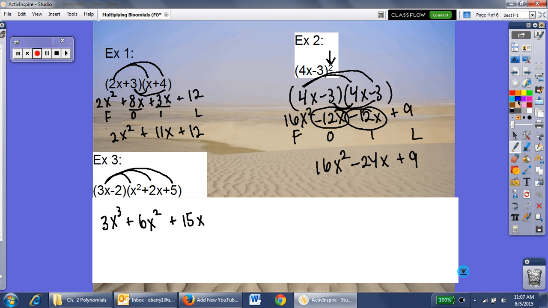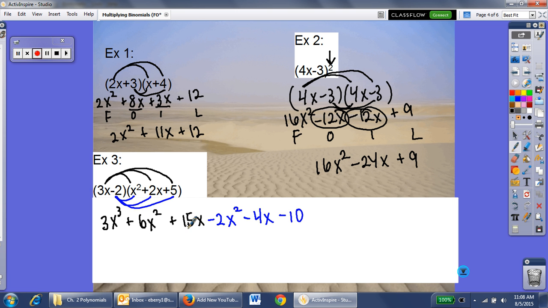Okay, now we need to take the second term, negative 2, and distribute that to everything next to it. So negative 2 times x squared is negative 2x squared. Negative 2 times 2x is negative 4x. And negative 2 times 5 is negative 10. Okay, and now let's finally combine like terms.